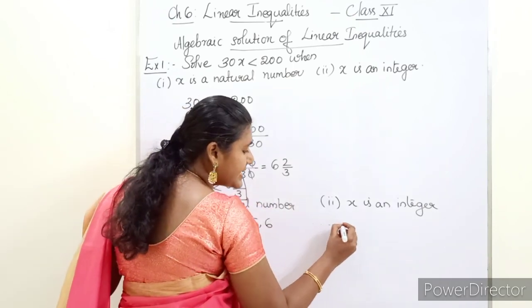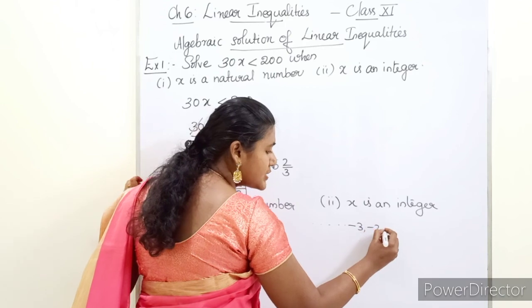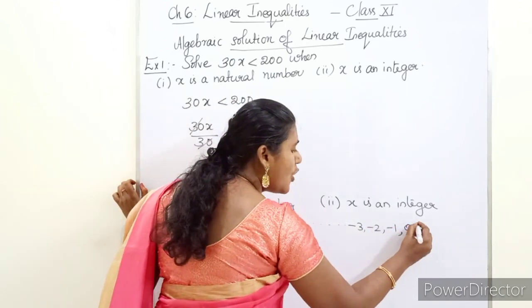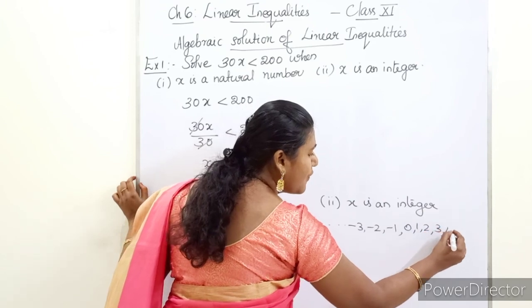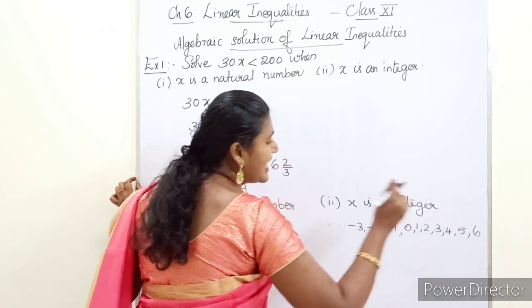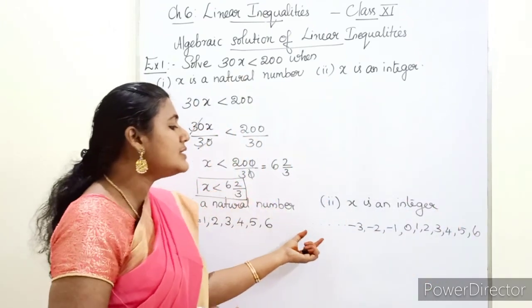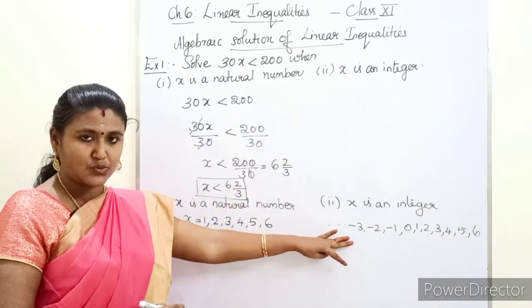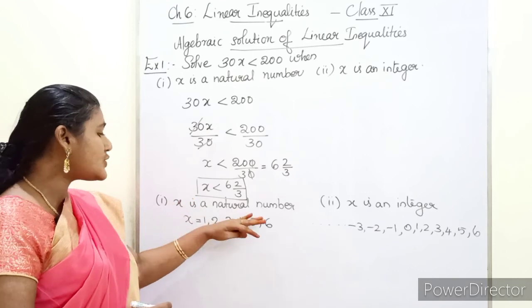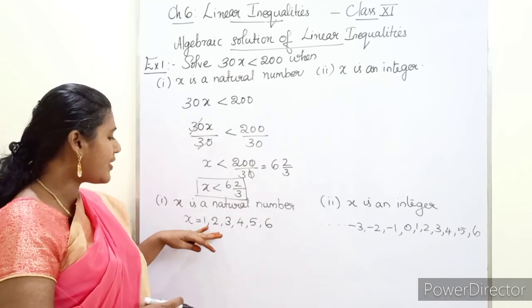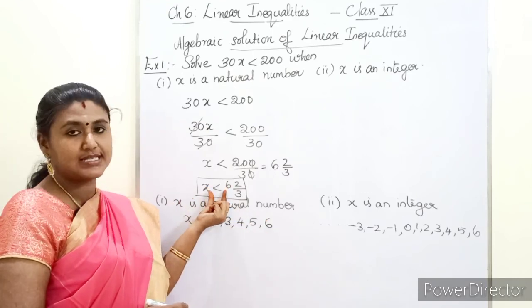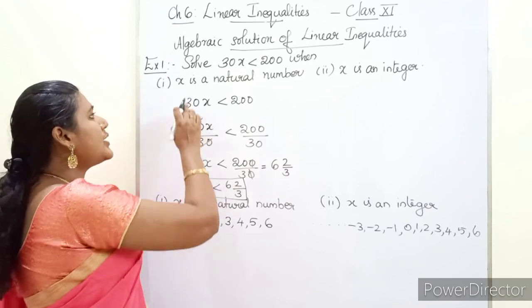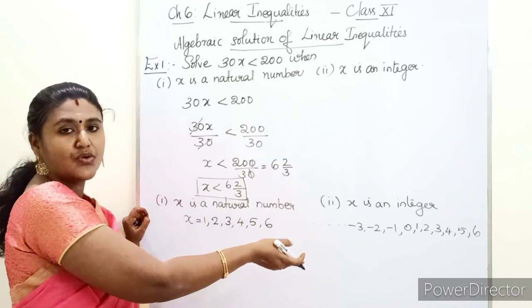So we can write etc., -3, -2, -1, then 0 also we can take, 1, 2, 3, 4, 5, 6. So when x is an integer, all these values will satisfy the inequality. So this is the solution. When x is a natural number, x equal to 1 to 6 will satisfy this inequality. So these numbers will be the solution. So according to x, the solution also will change.